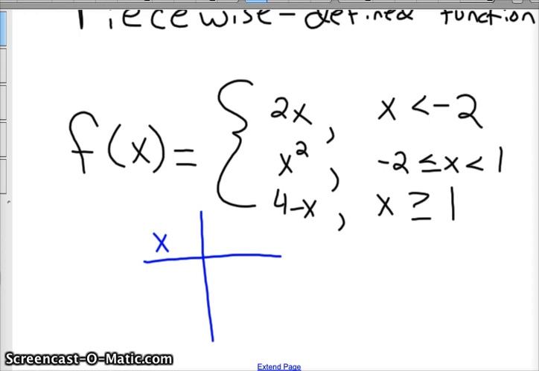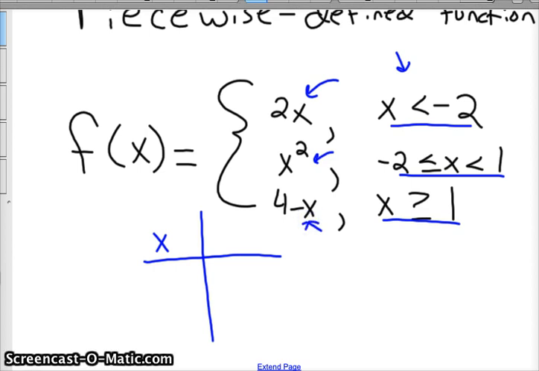And if you look here, you've got some things that look interesting. So it says x is less than -2 here. Well, what it's doing is giving you three different rules to follow. If x is less than -2, you're going to use 2x. If x is between and including -2 and less than 1, you're going to use x squared. And if x is greater than or equal to 1, you're going to use 4 minus x.